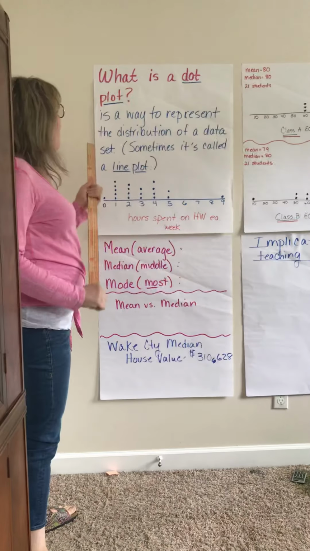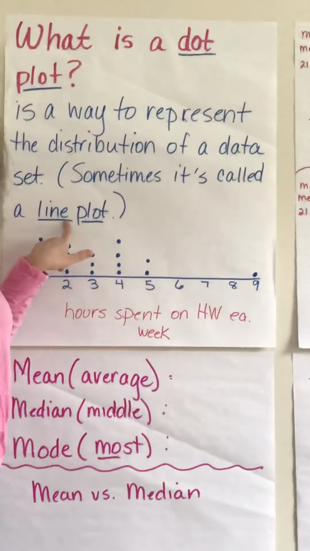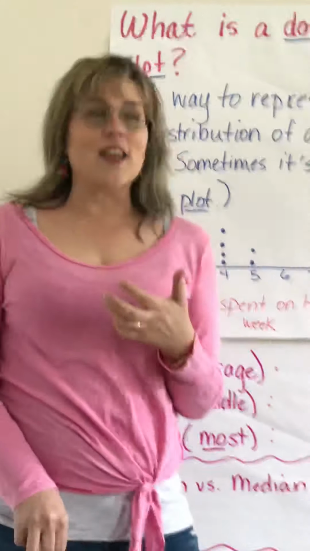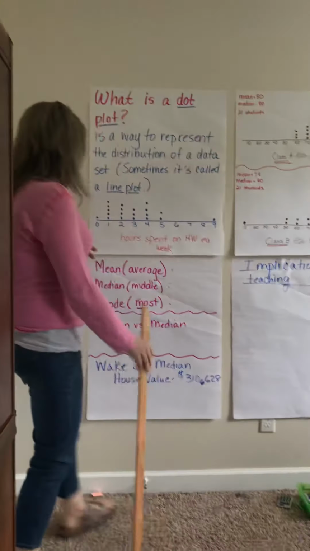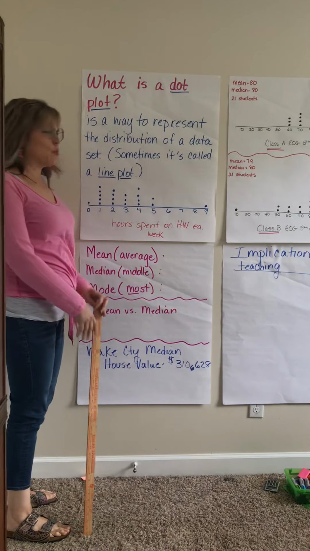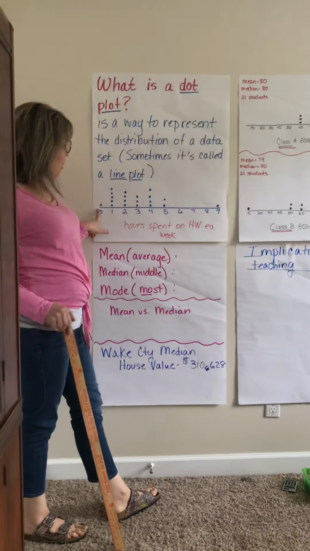Okay, so a dot plot is a way to represent the distribution of a data set. Sometimes it's called a line plot. Last year in 5th grade, you guys used line plots. So these are called dot plots. It's the same thing. I think you guys use X. We use dots for a dot plot. So this is a representation.